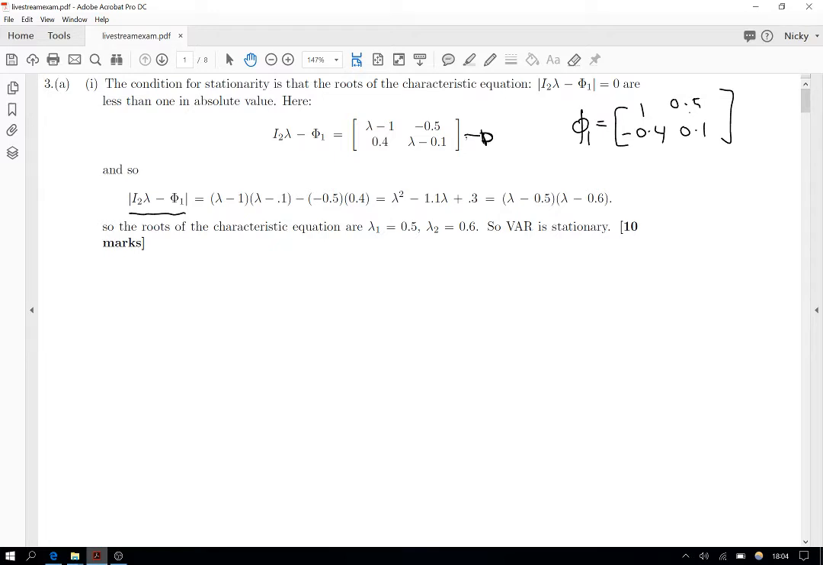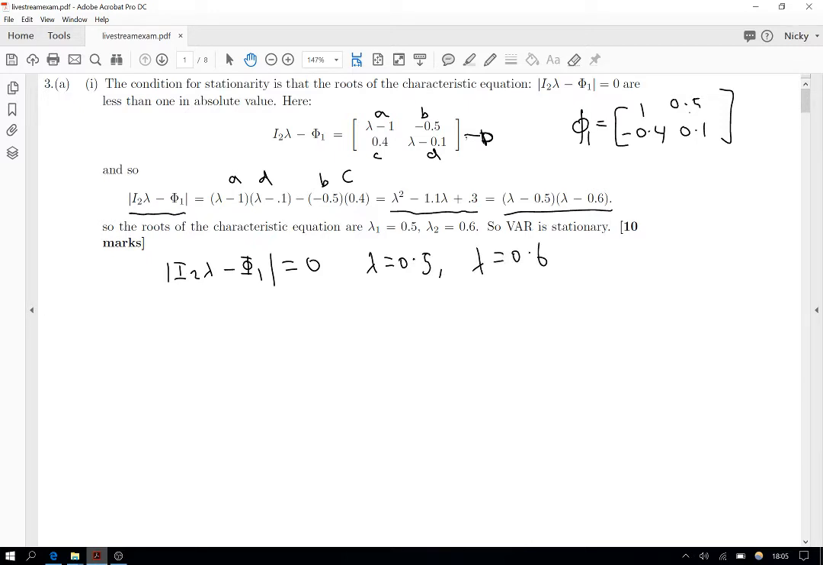So state the characteristic equation, work this matrix out, and then work out the determinant. The determinant of a matrix, calling the entries A, B, C, and D, is just A times D minus B times C. This is just a quadratic in lambda, and then we factor it out. To work this out you could use the quadratic root formula, but you're just factoring a quadratic. We can see that this characteristic equation minus I1 equals naught when lambda equals 0.5 and lambda equals 0.6. Both of these are less than 1 in absolute value.